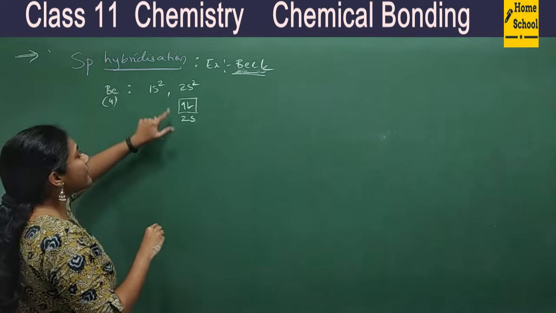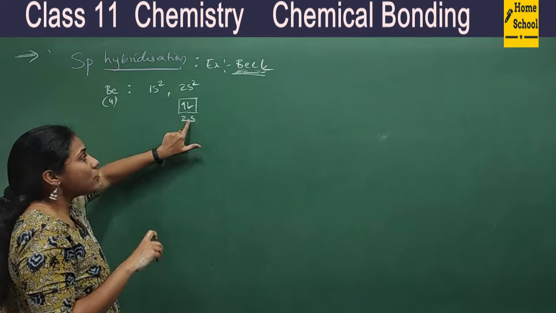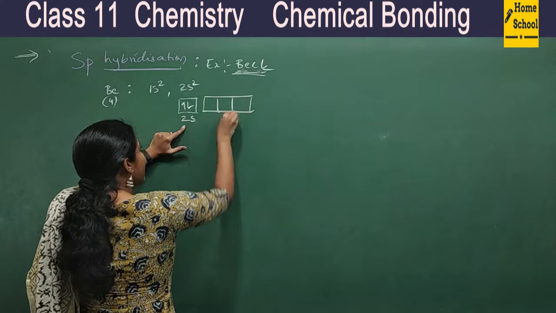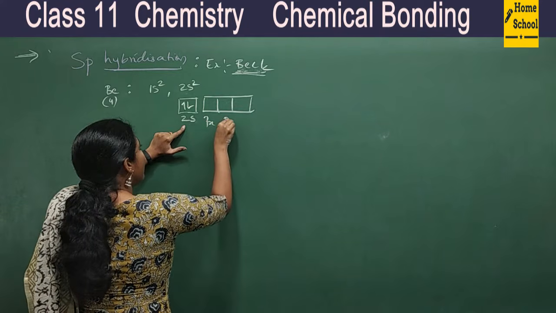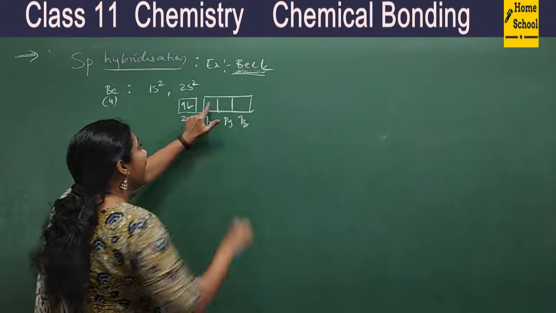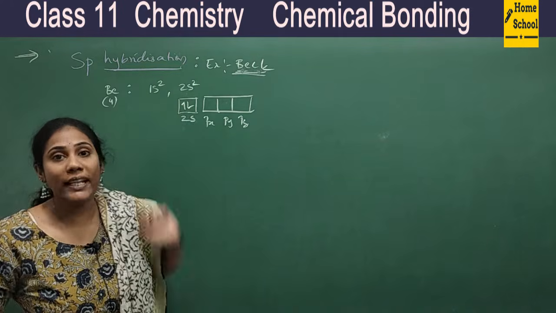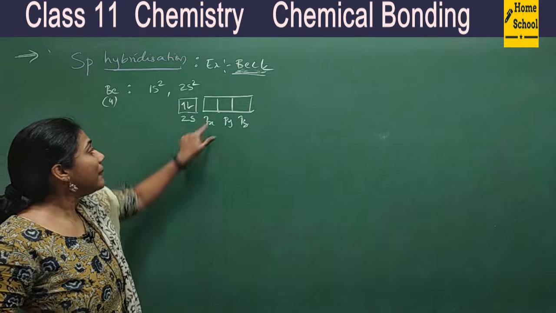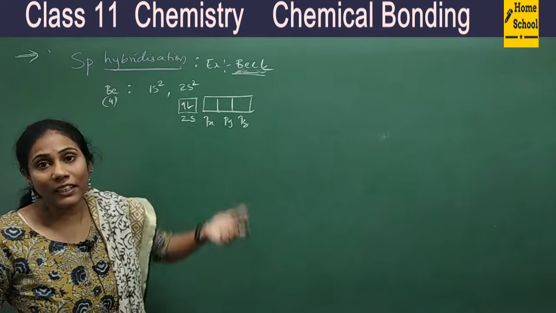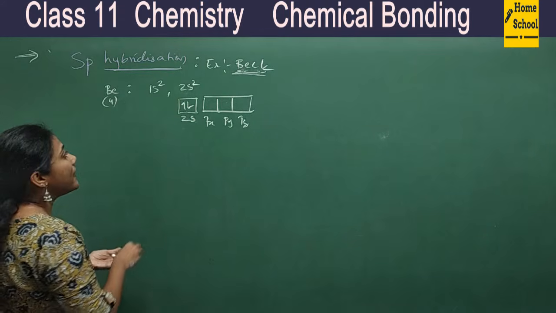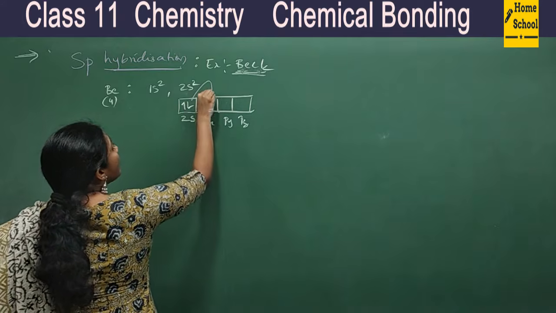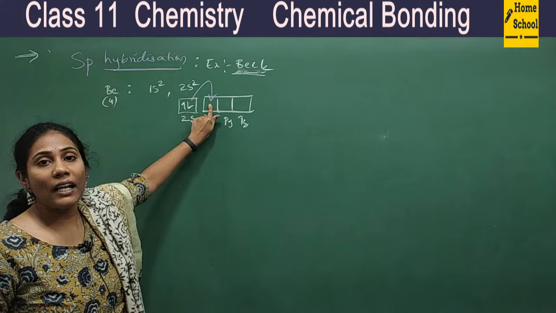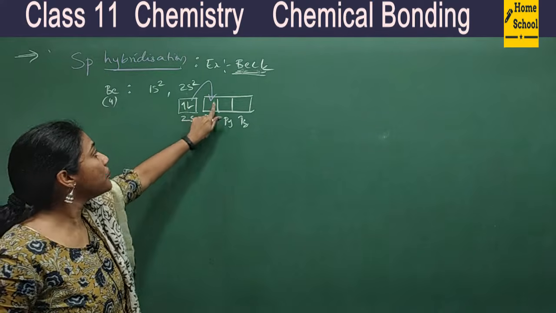So what happens in the second shell? The s orbital is filled, but there are 3 p orbitals, isn't it? Px is there, py is there, and pz is there. They are empty, with no electrons. So we will use one of the p orbitals here, but that p orbital must have an electron, right? So what happens? Promotion of an electron takes place from the s orbital to the px orbital. So the electron is promoted.